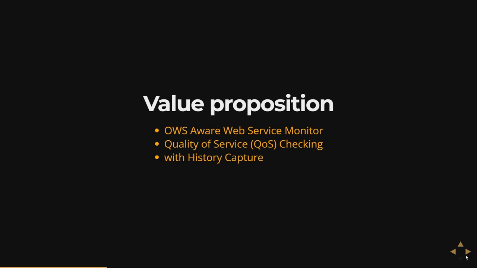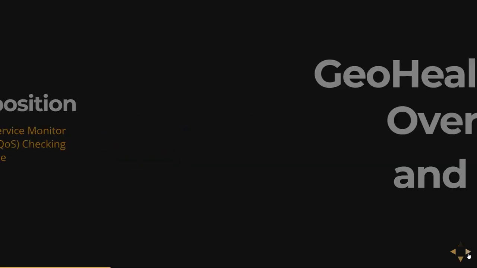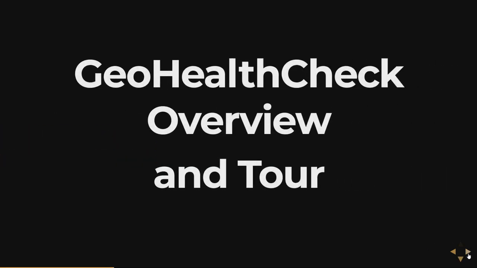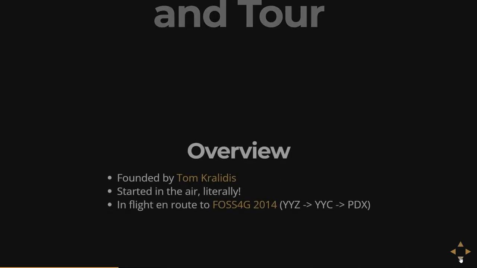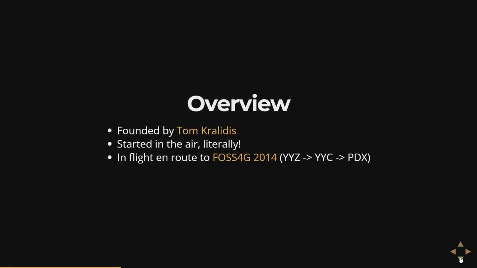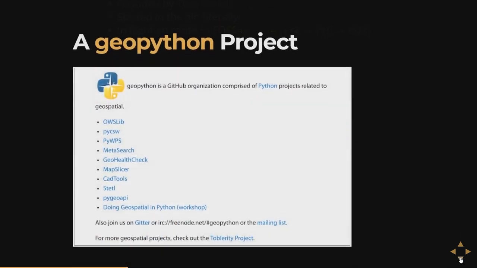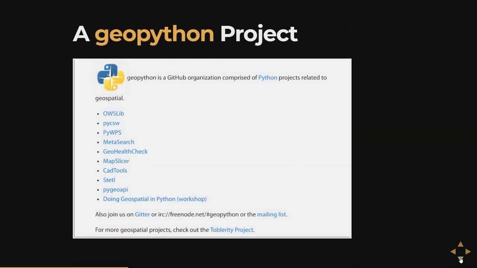And of course, we have an answer to that. So Tom started the GeoHealthCheck project, I think already around 2014. I'll give a quick tour of the UI. Later, we explain how it all works. Tom started on his way to FOSS4G Portland. And I joined the project later, and it's a GeoPython project.